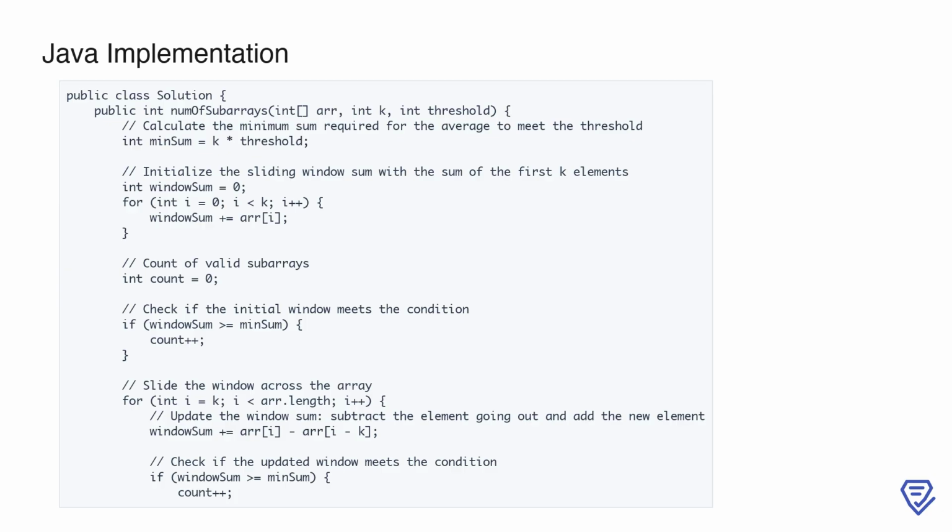Here, we start by defining the numOfSubarrays method, which takes three parameters: the integer array arr, the size of each subarray k, and the threshold that the average needs to meet or exceed.